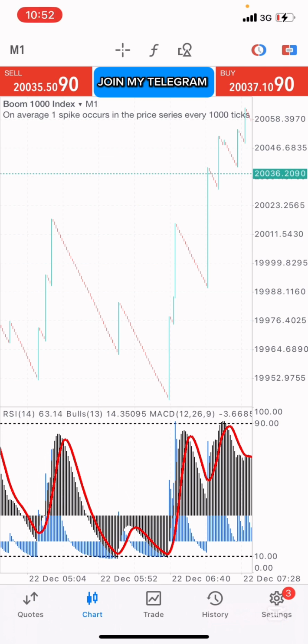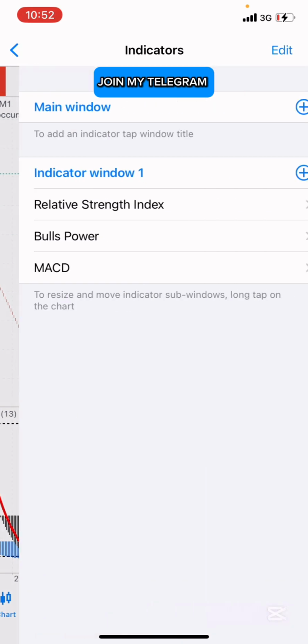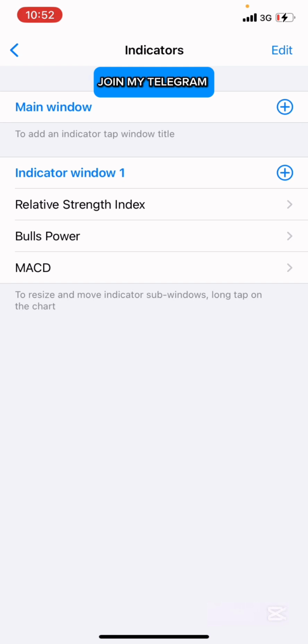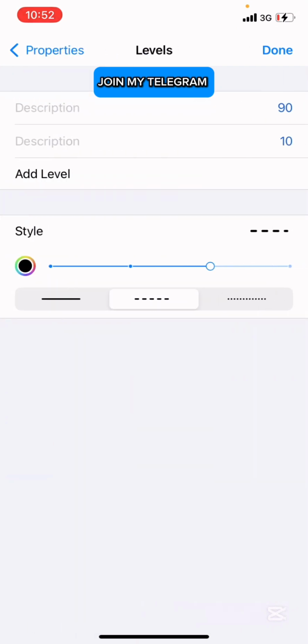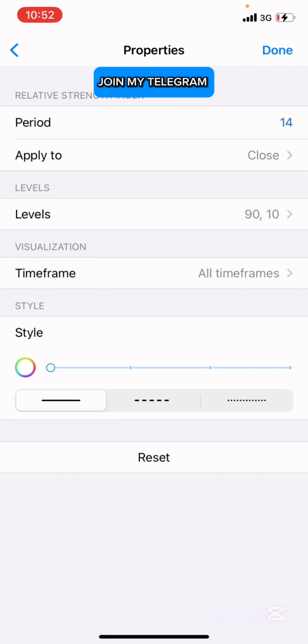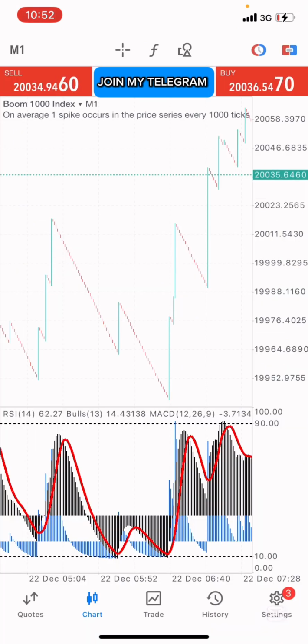So first and foremost, we're going to go over to the indicator section. I'm going to show you guys the parameters for this strategy. We'll put on the RSI for the indicator window 1, right? You want to put on period 14, apply to close. The levels are going to be 90 and 10. Then the style on 3 pixels with black color. Then you click on done. The style right here, you put that on 1 pixel with color white. You click on done as well.